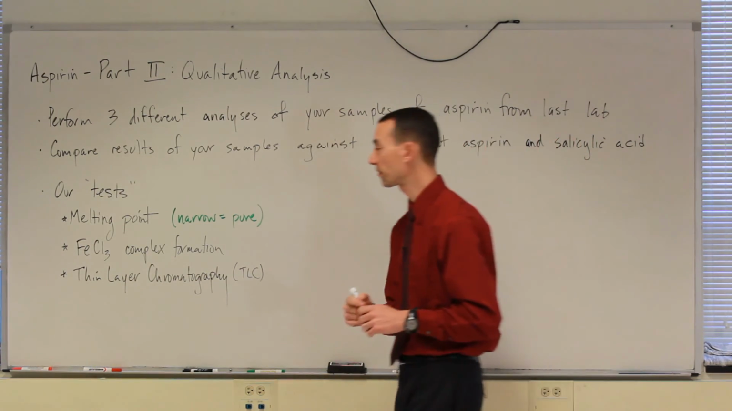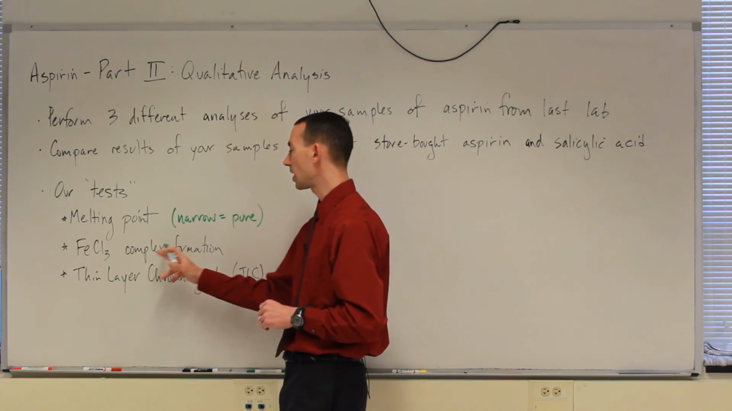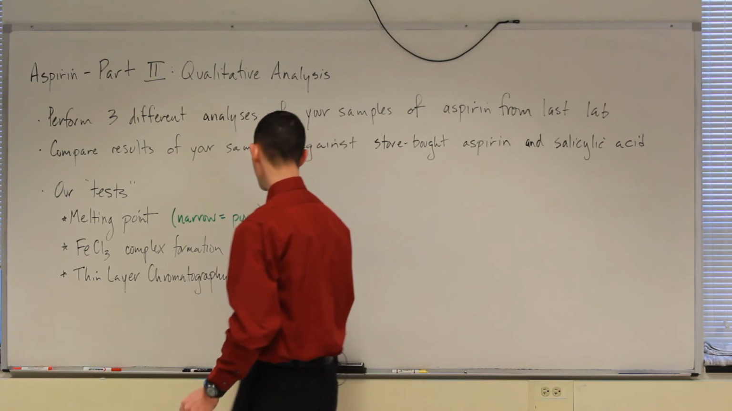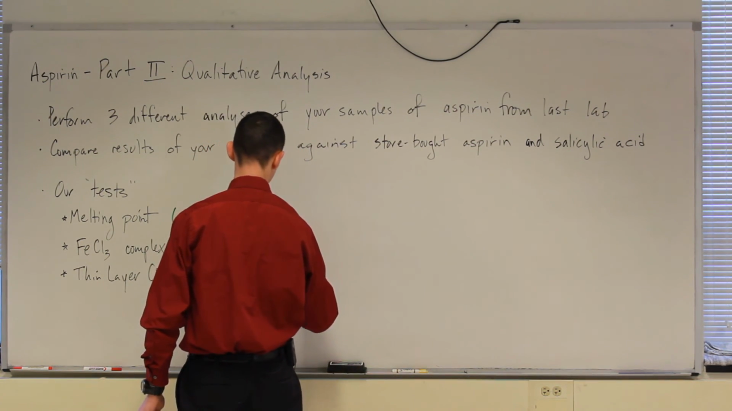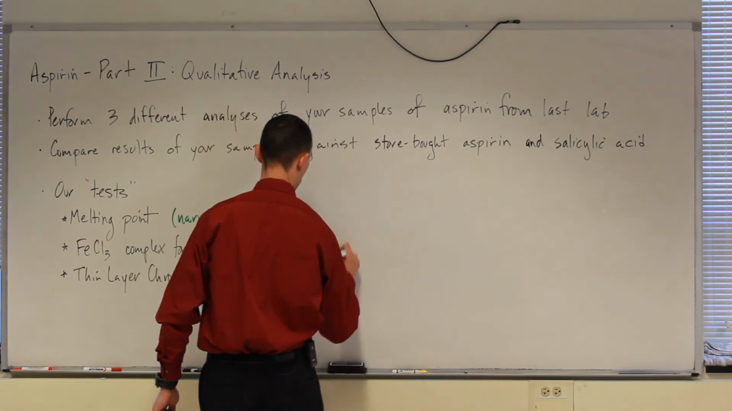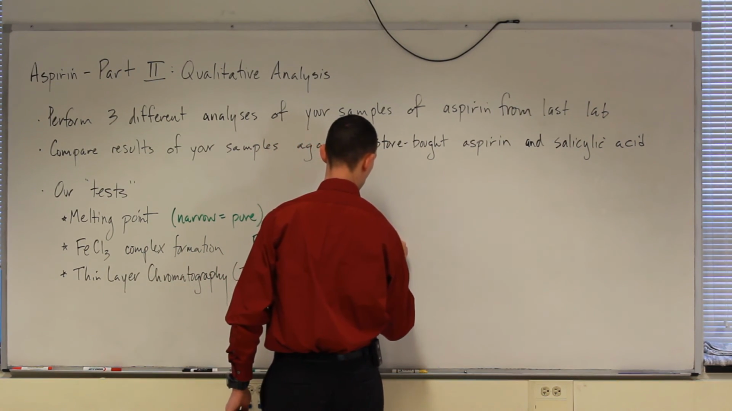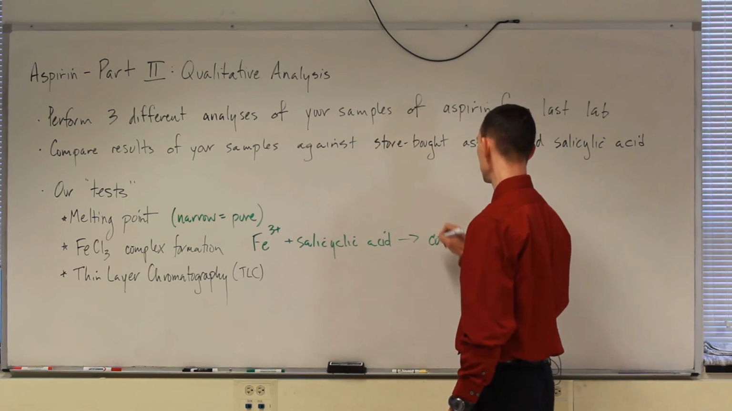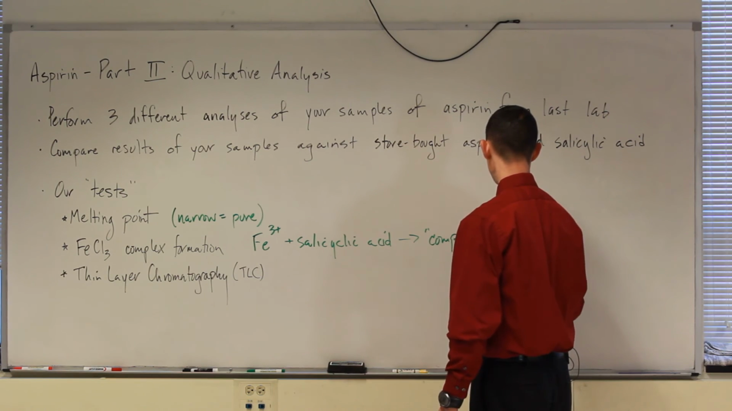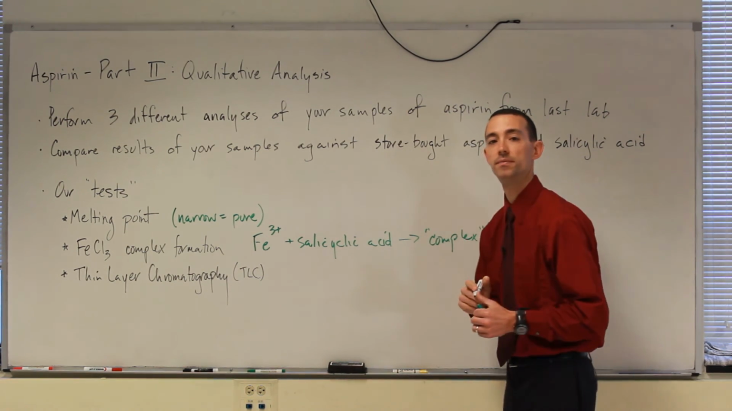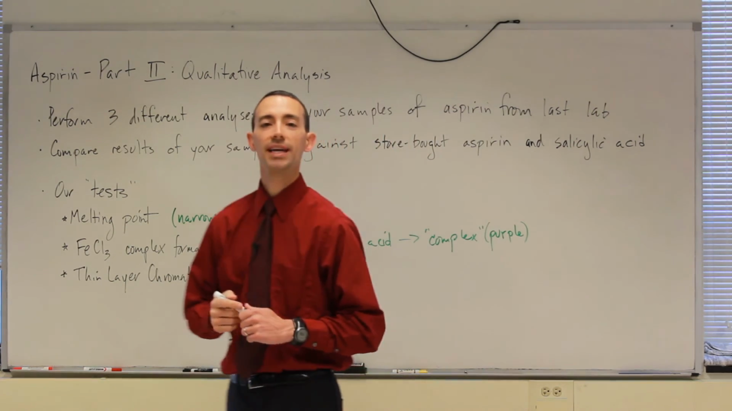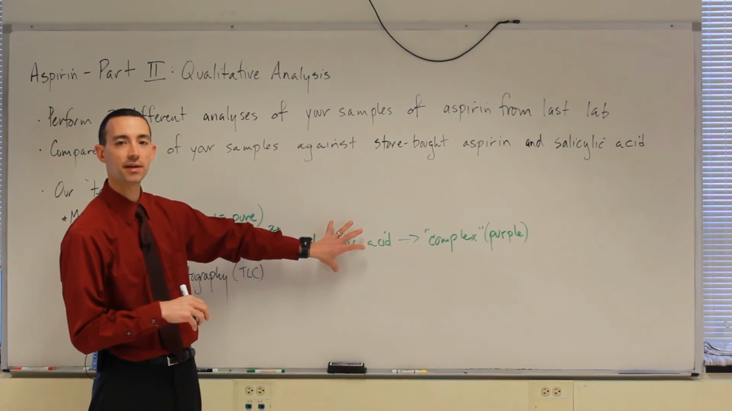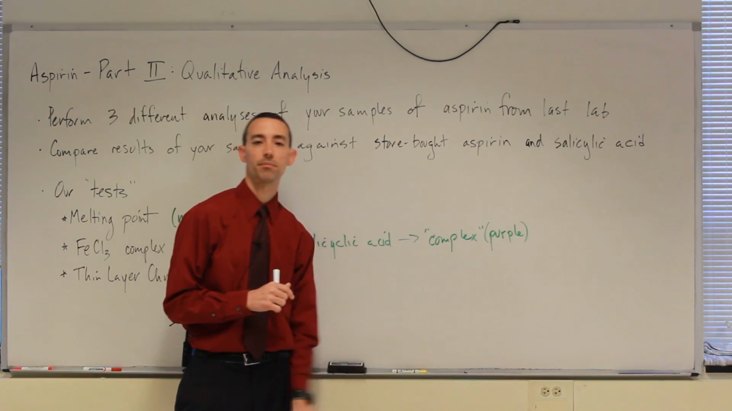Another interesting test that we can perform is the formation of a complex with iron ions. Iron 3 ions will react with salicylic acid. They form a complex, a grouping, in other words, that turns a deep purple in color. Aspirin cannot complete this same reaction. In other words, I can't put aspirin here in place of salicylic acid and get the purple compound.